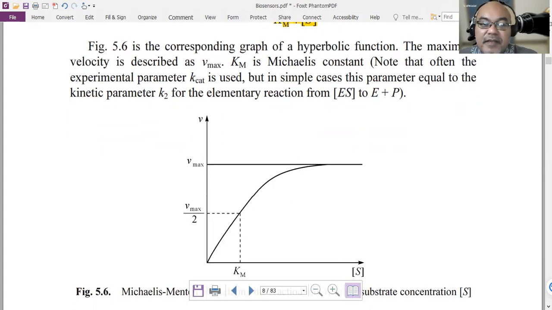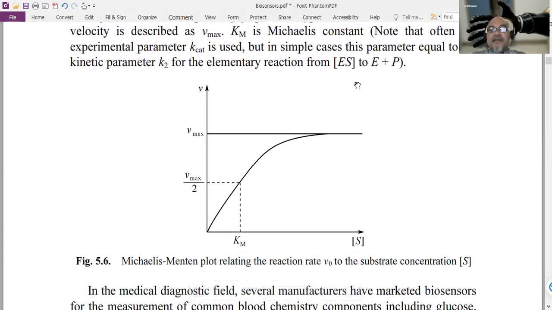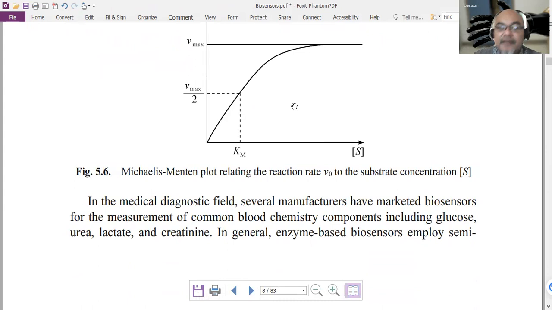Often the experimental parameter kcat is used, which is equal to the kinetic parameter k2 for the elementary reaction. This is the dissociation constant from the enzyme-substrate complex to become enzyme plus product. Enzyme-substrate, yeah, the complex becomes enzyme plus product. Okay.